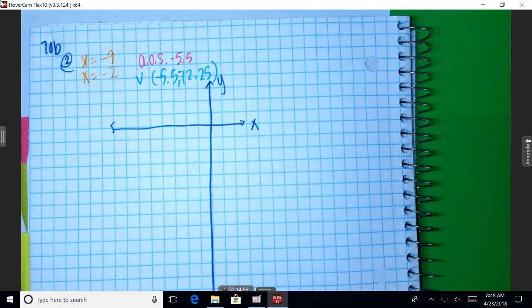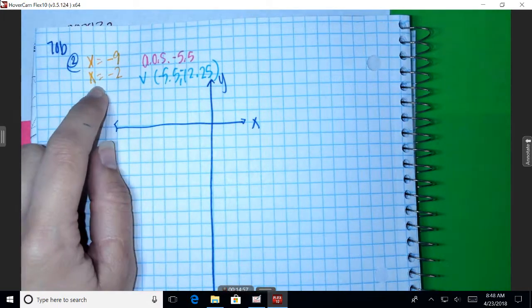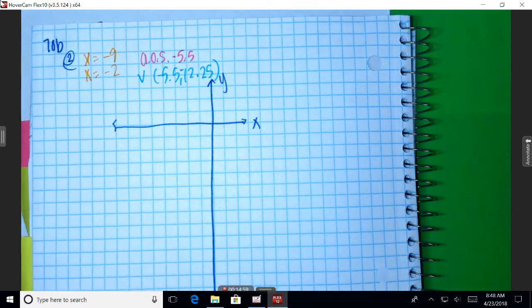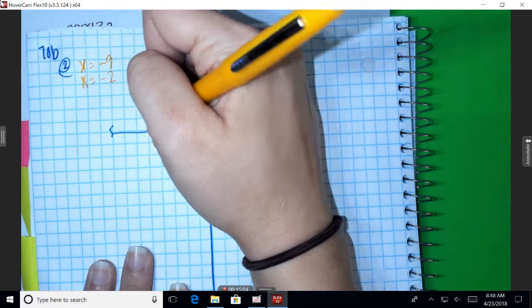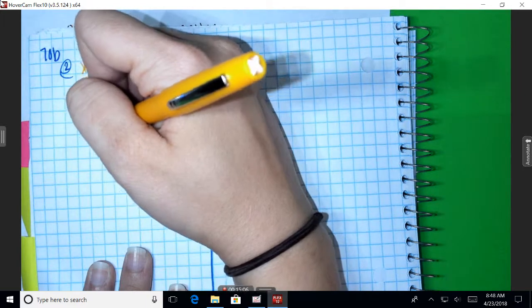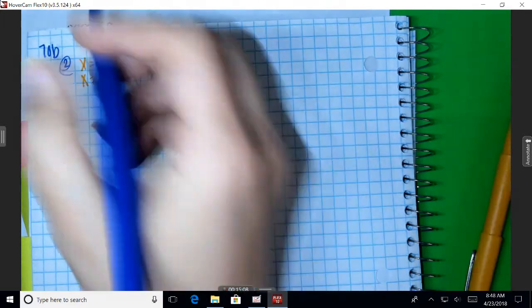All right, the first thing I'm going to do is plot my x-intercepts, because those are the easiest thing to plot, right? So we go left 9. 1, 2, 3, 4, 5, 6, 7, 8, 9. Did not make this long enough.